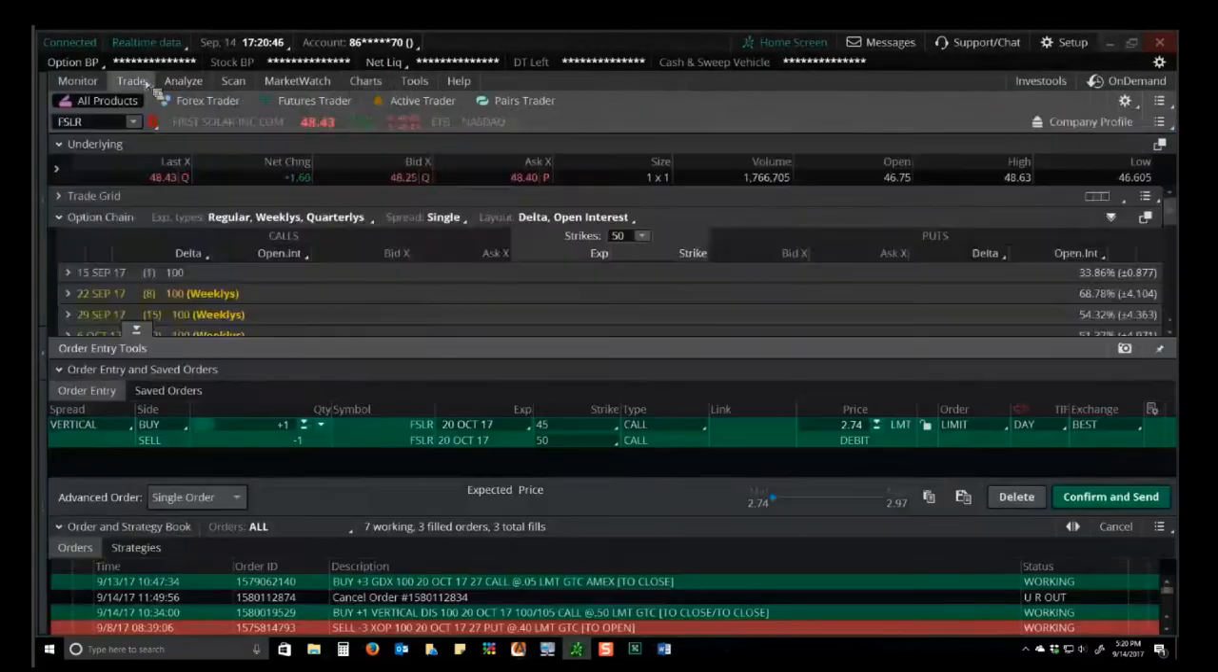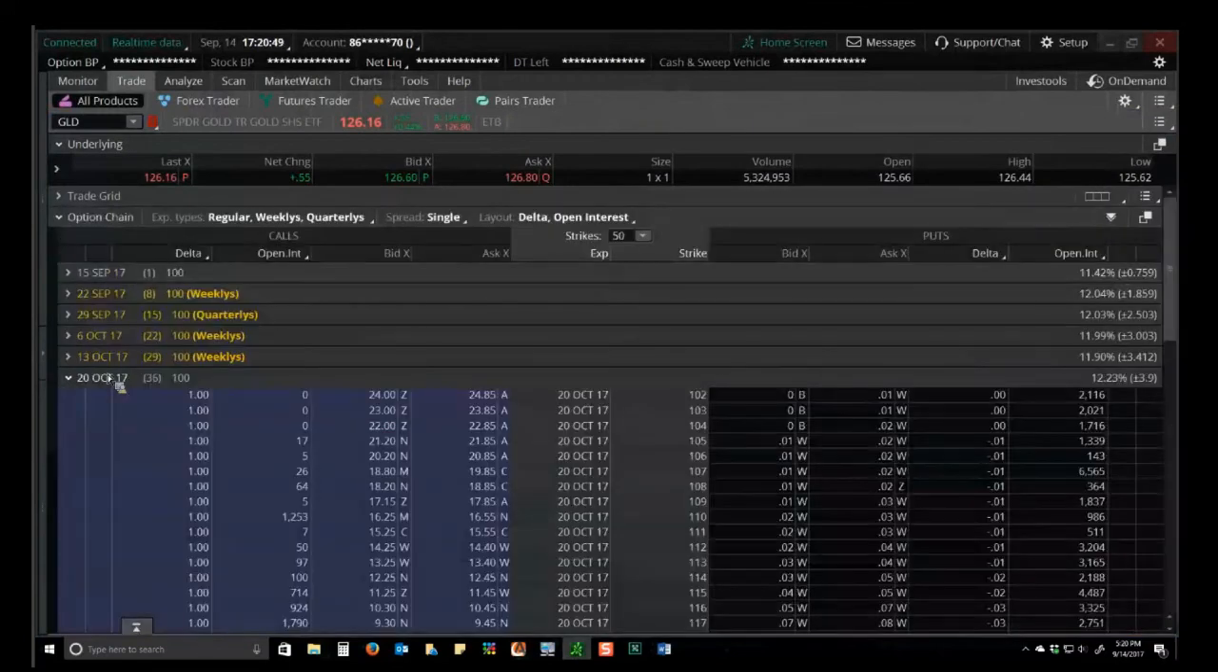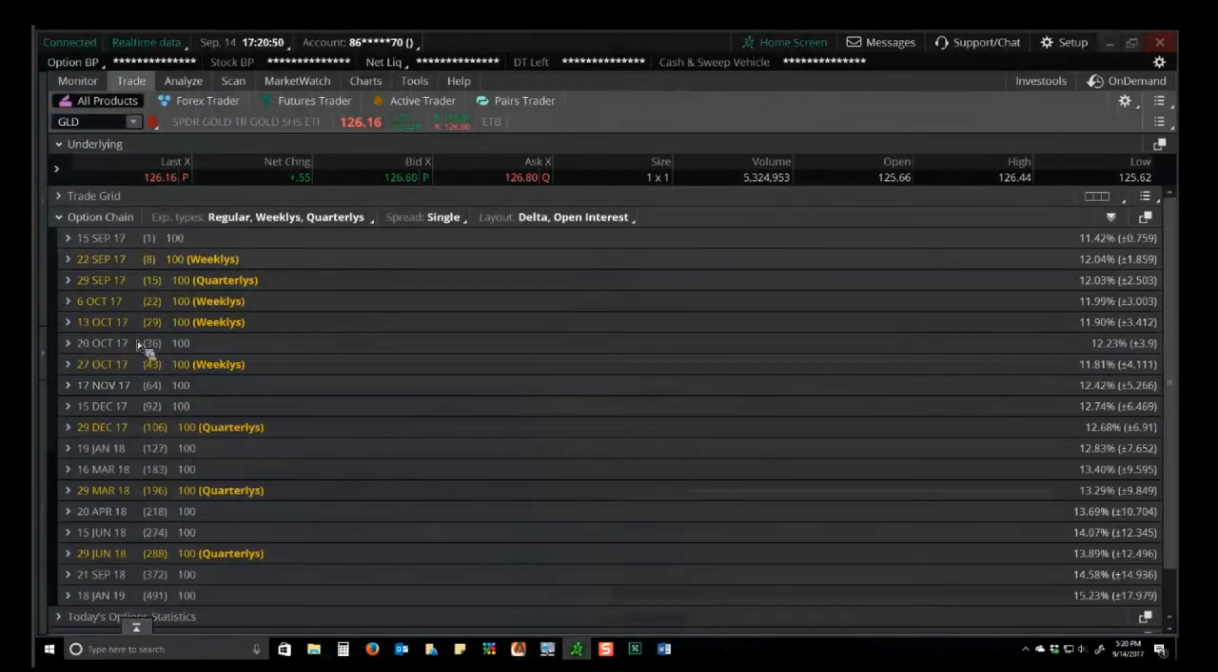If you look at what's available in the trade tab, we could trade options that expire in October, or we could trade options that expire in November. Which is more aggressive when you're doing a bull call spread? Is it more aggressive to do a 1 month bull call spread, or is it more aggressive to do a 2 month bull call spread?